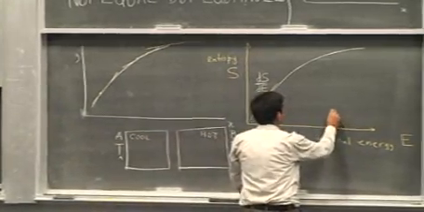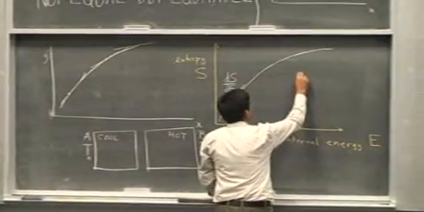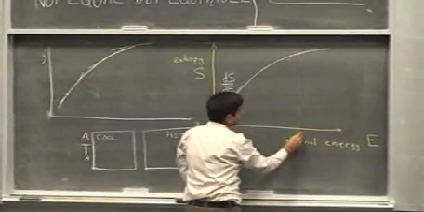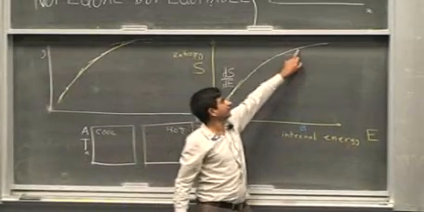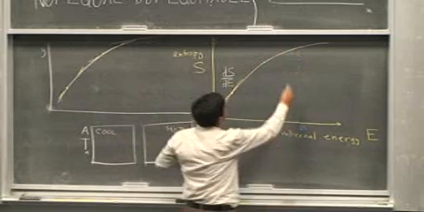So I draw a straight line here upwards. This is object B. Object B is somewhere here. This is the entropy of object B.